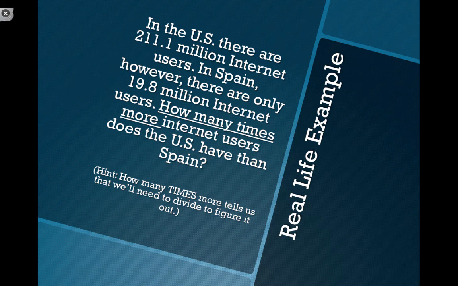We're going to try a real-life example now. In the U.S., there are 211.1 million internet users. In Spain, however, there are only 19.8 million internet users. How many times more internet users does the US have than Spain? Anytime you see how many times more, they're going to divide. Now, I know that a lot of you know that how many more means you're going to subtract, but the addition of the word times in there tells us that we're going to need to divide in this problem.